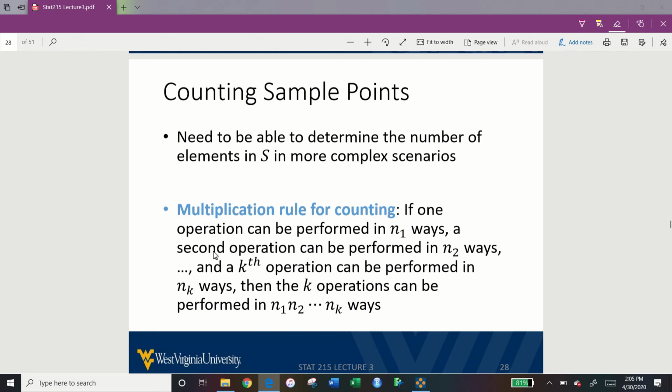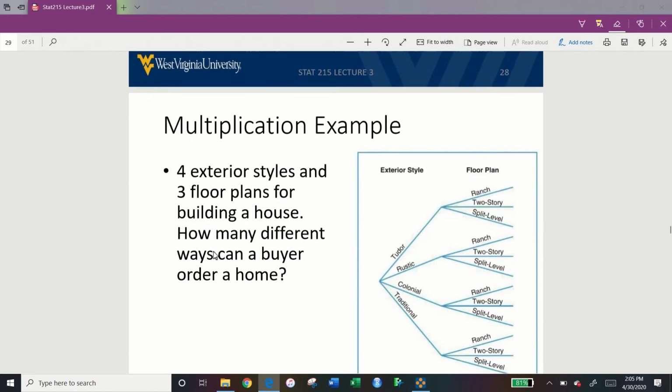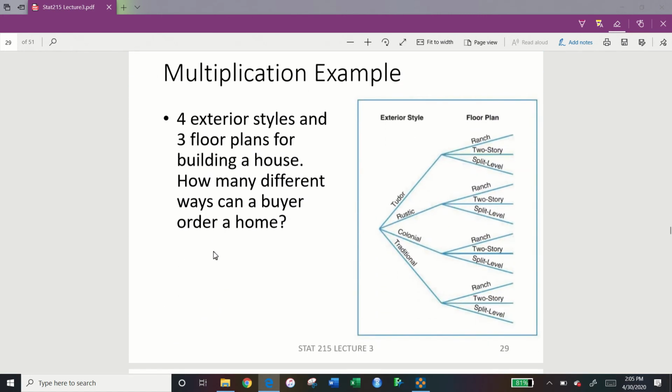If one operation can be performed in n1 ways, a second operation can be performed in n2 ways, and a kth operation can be performed in nk ways, then the k operations can be performed in n1 times n2, all the way to nk ways. So let's take a look at an example of this multiplication rule.